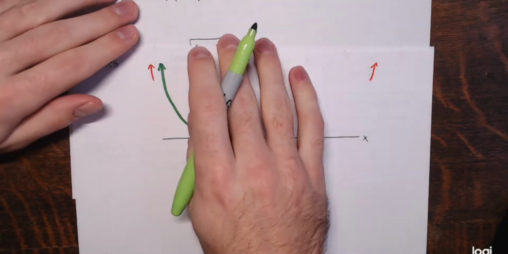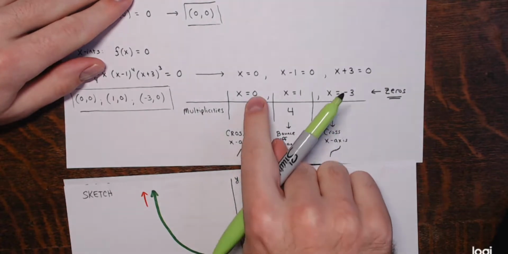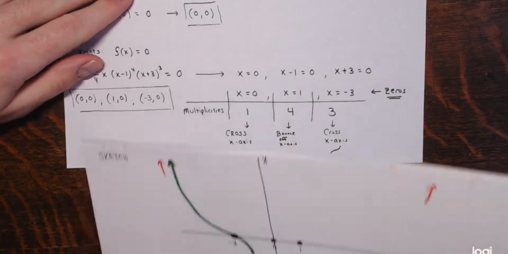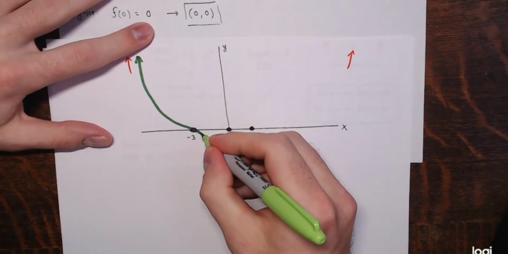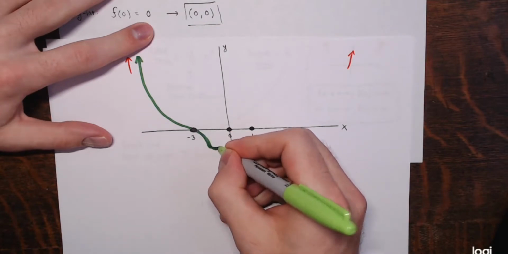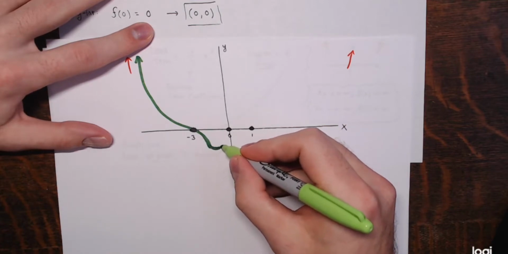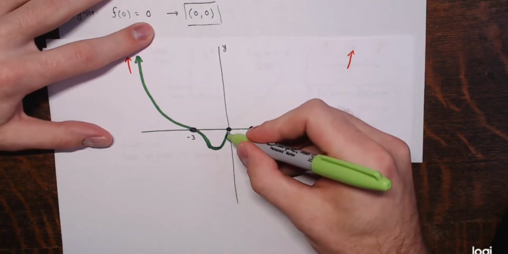And then at x equals 0, it's going to cross straight through. The multiplicity at 0 was 1. So it's going to come down here, and then it's got to turn at some point. Again, I don't know how low it's going, but there's got to be a turning point somewhere where it goes from decreasing to increasing. And then it's going to cross at x equals 0, straight through, like a line.